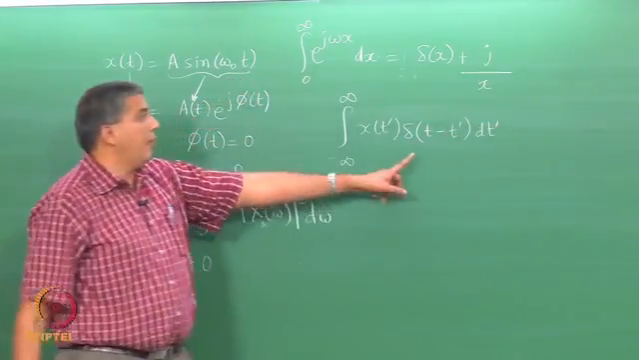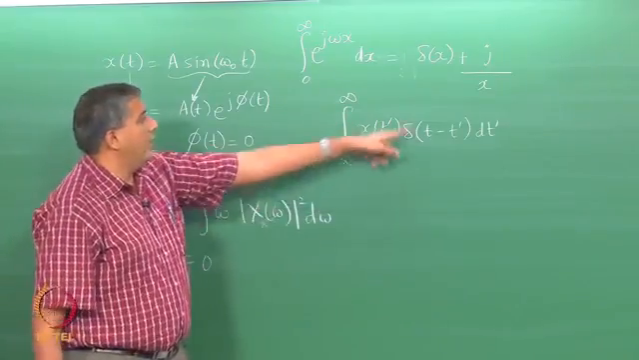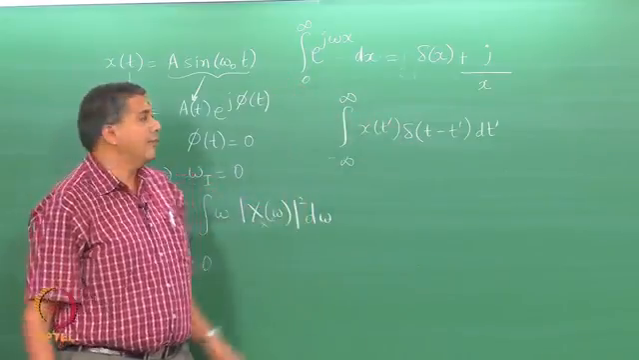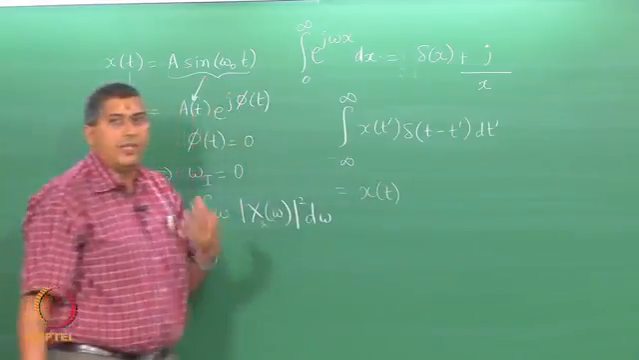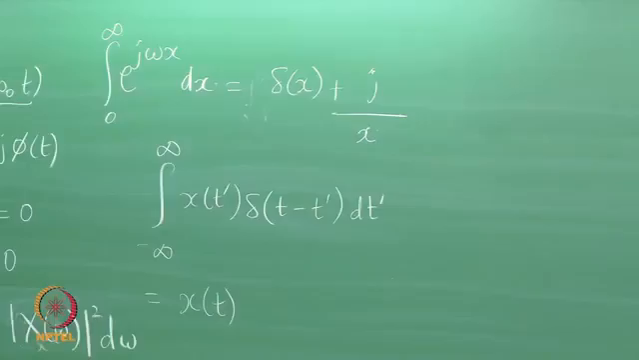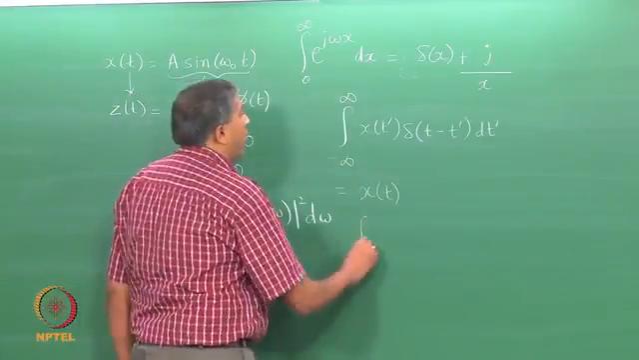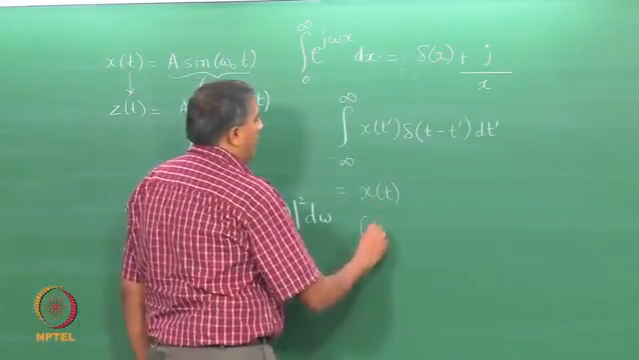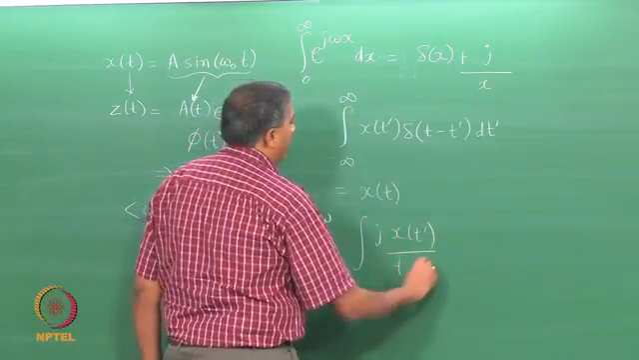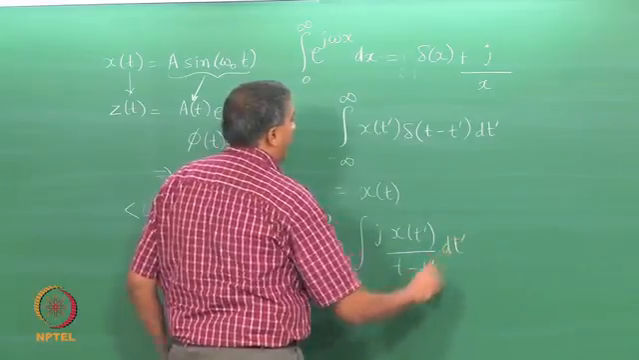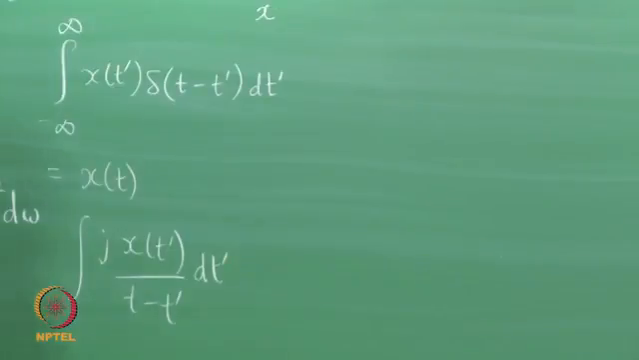Now, using the sampling property of the Dirac delta function, whenever I have an integral of this form, by definition this will yield me the value of x at time t. This is the fundamental property of a Dirac delta function. And then I have a second term, where I have j times the integral of x of t prime over t minus t prime dt prime. So, that constitutes the second term that you see on the slide there.